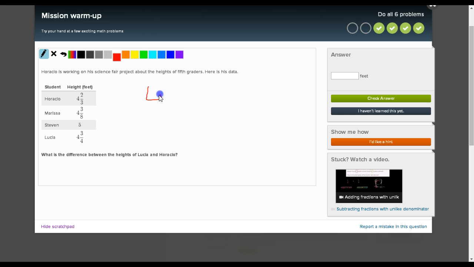So if I go 4 3/4 minus 4 2/3, right? That's really what I'm doing, finding the difference. Well, 4 minus 4 is 0, so there's no feet difference. So it's these fractions, parts of a foot. So I've got 3/4 minus 2/3.